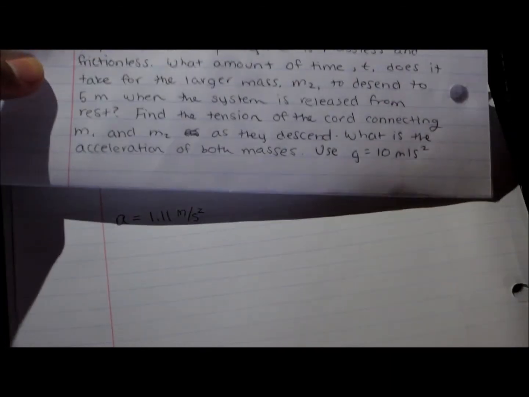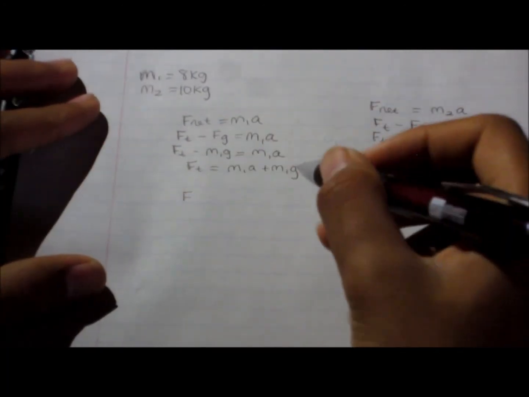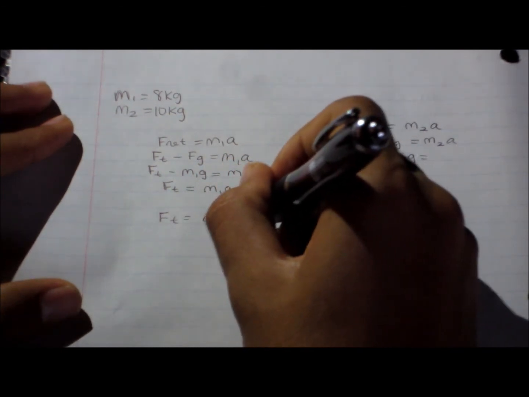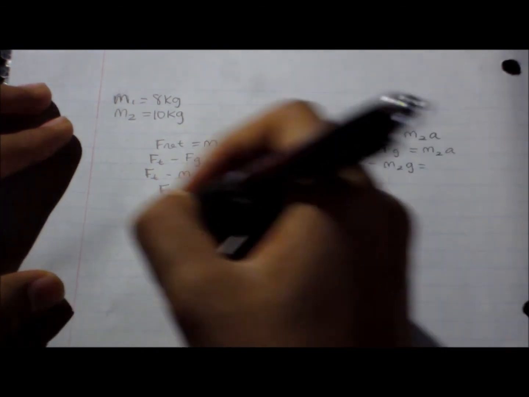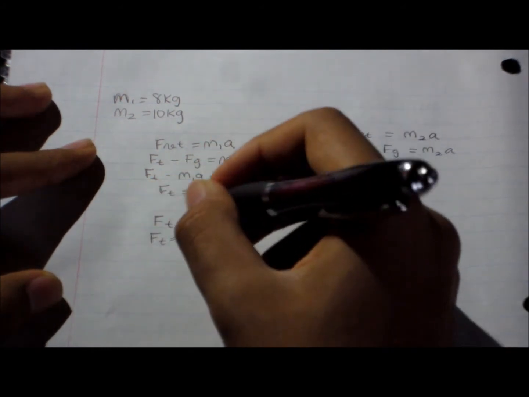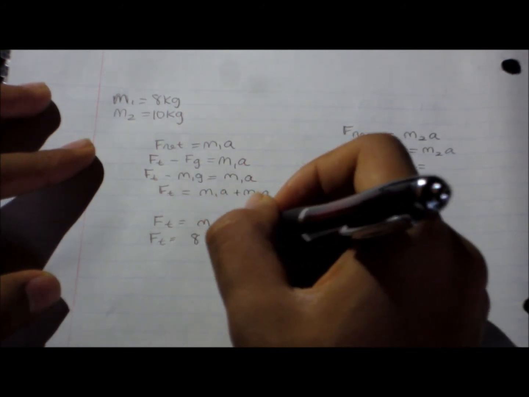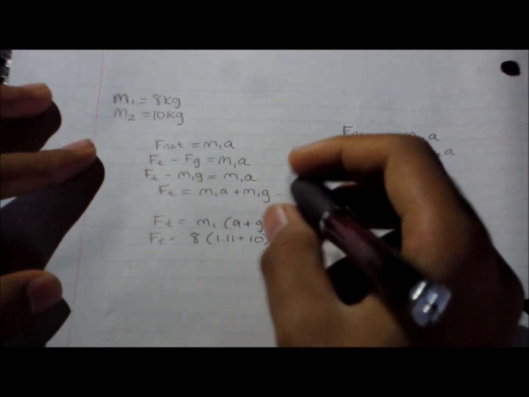Now, the second part of the problem is to find the tension of the cord connecting m1 and m2 as they descend. So we can go back to the first equation we had, which was that F_T is m1a plus m1g, which we got earlier as we began to solve the problem. So you can rewrite this by factoring out m1 and get F_T equals m1 times a plus g. Now, we just solved for a as being 1.11 meters per second squared, and we know m1 and g. So F_T equals m1, which is 8 kilograms, times acceleration, which is 1.11, plus g, which the problem says is 10 meters per second squared. So this is just equal to 11.11.